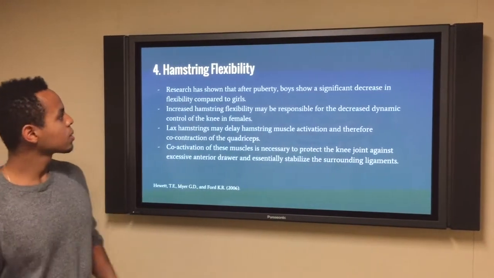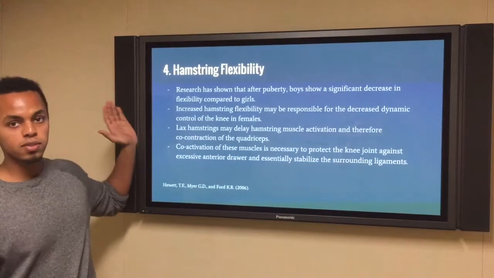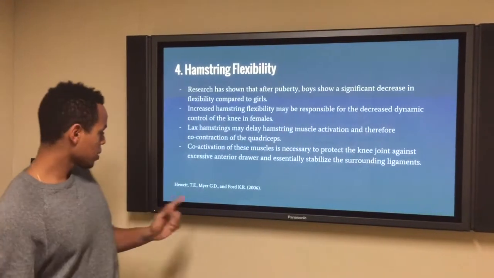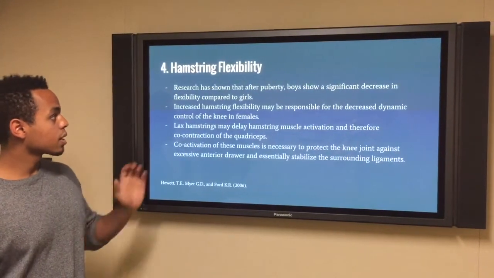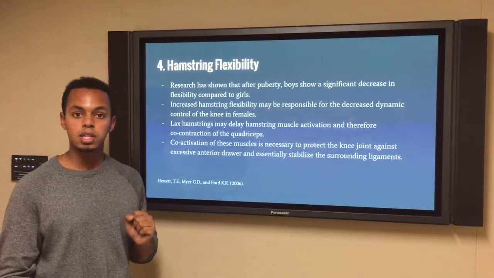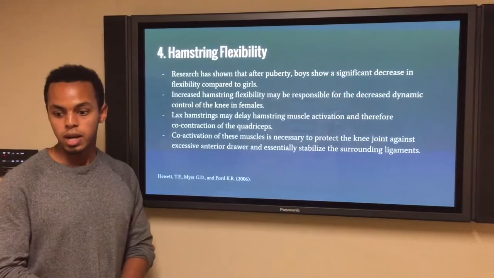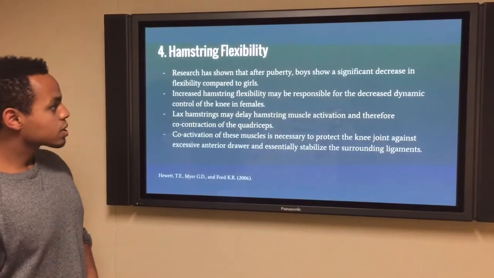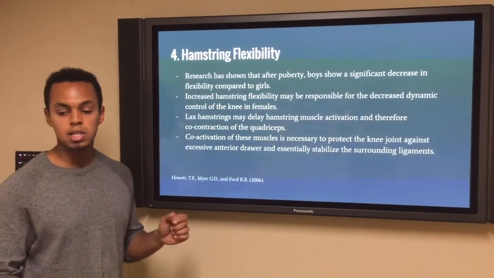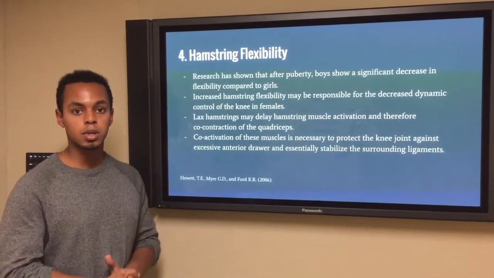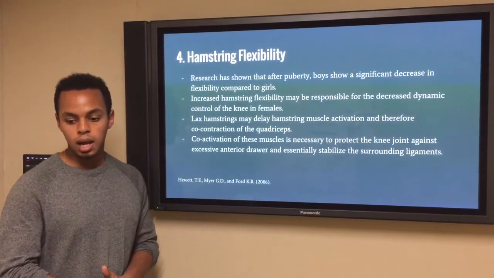So the last anatomical difference we're going to be talking about is hamstring flexibility. Hewitt et al. showed that after puberty, boys show a significant decrease in flexibility compared to girls, and they used a sit and reach test that we all did in grade 8. They hypothesize that increased hamstring flexibility may be responsible for this decreased dynamic control of the knee in females.